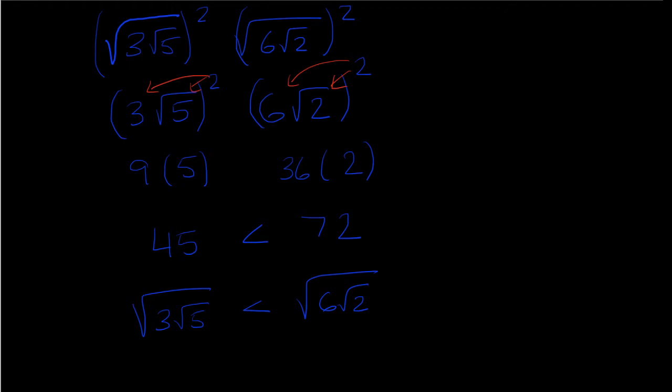Let's take a look at a similar problem. We have the square root of 3 times the cube root of 5 and the cube root of 6 times the square root of 2. This problem is a little different because notice the radicals are different. We have a square root on the left and a cube root on the right.